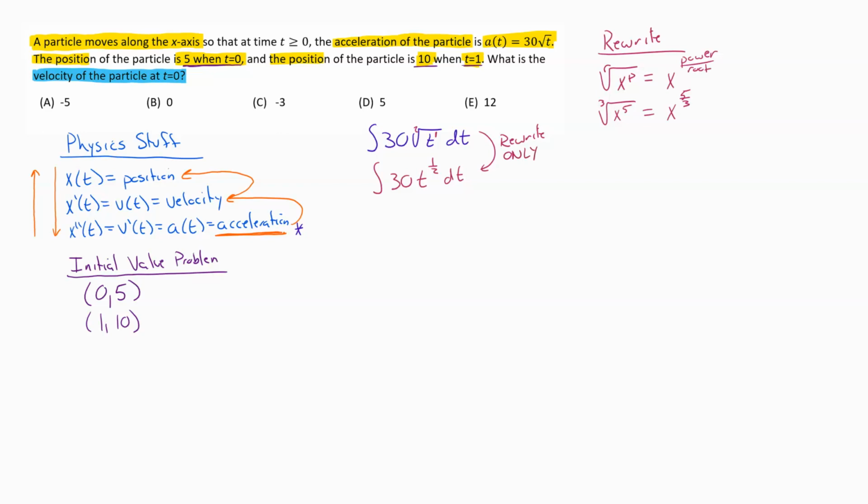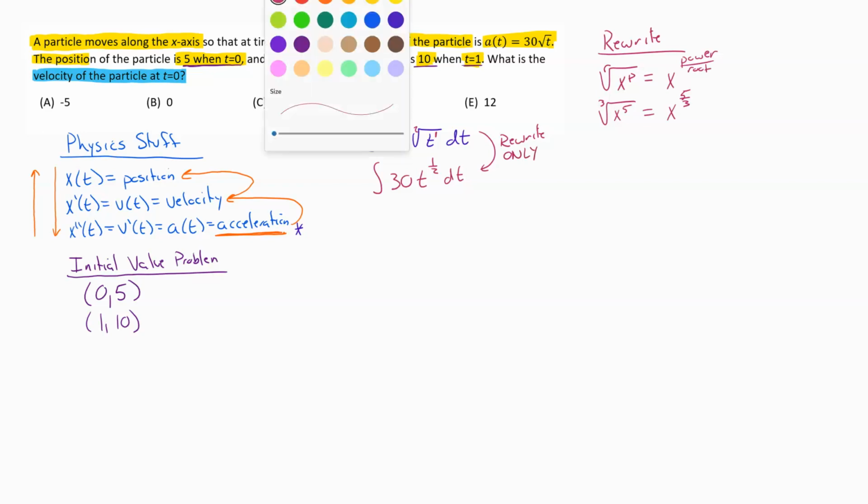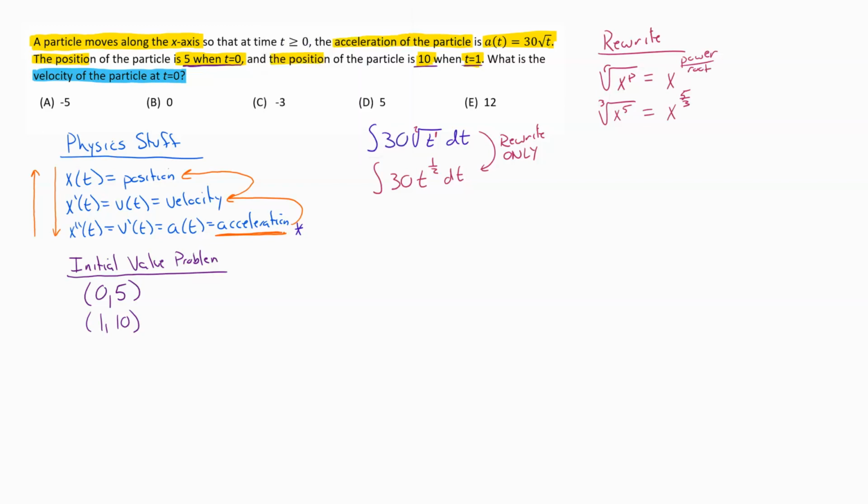So now that we've done our rewrite, we are ready to go through and take our antiderivative. And to do that, we're going to apply the power rule for antiderivatives. It's a pretty straightforward integral to find using the power rule. So my power rule says add 1 to the power. And then step 2 of the process is divide by the new power.